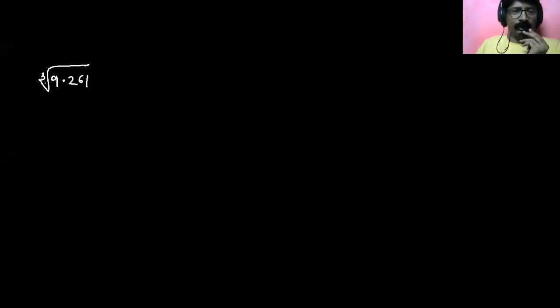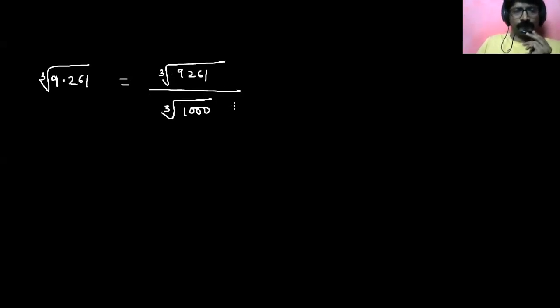Okay guys, now how to find the cube root of 9.261? If you do not know, don't worry, guys. You can do it simply this way. 9261 divided by cube root of 1000. And I know that it is 21, so I could write it. But if you do not know, don't worry, you can keep doing that with 9261. 21 means this has to be divisible by 3.